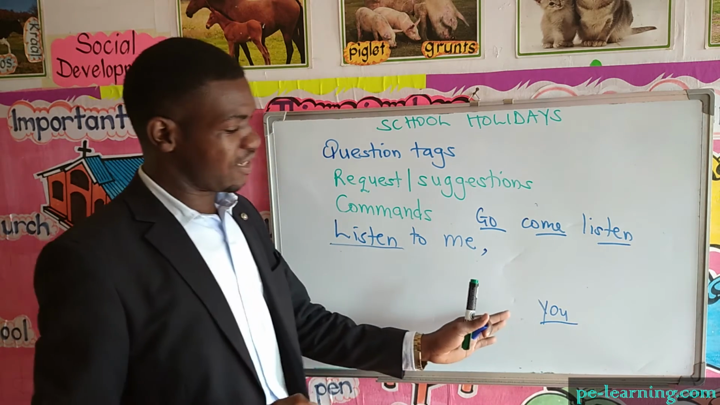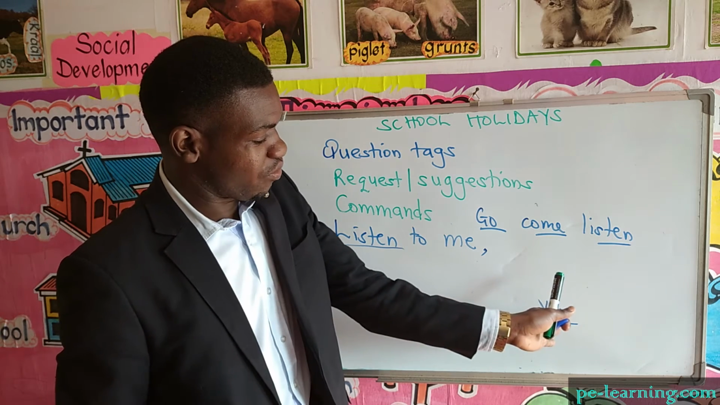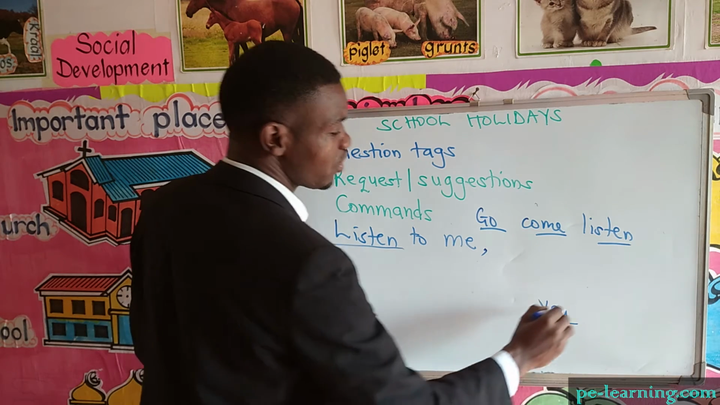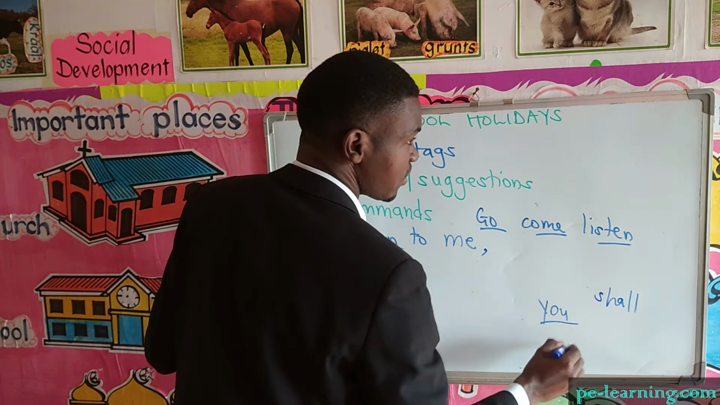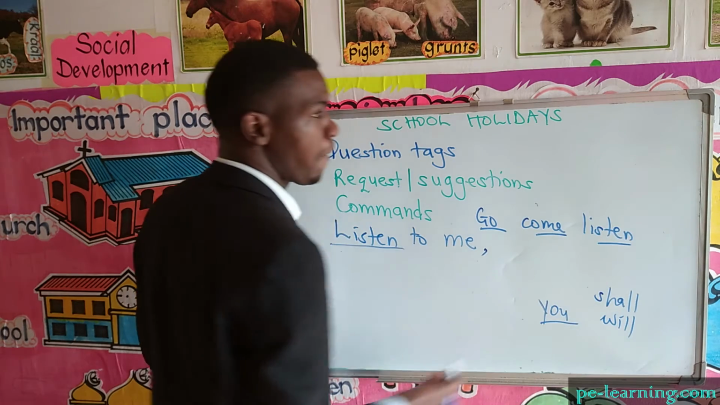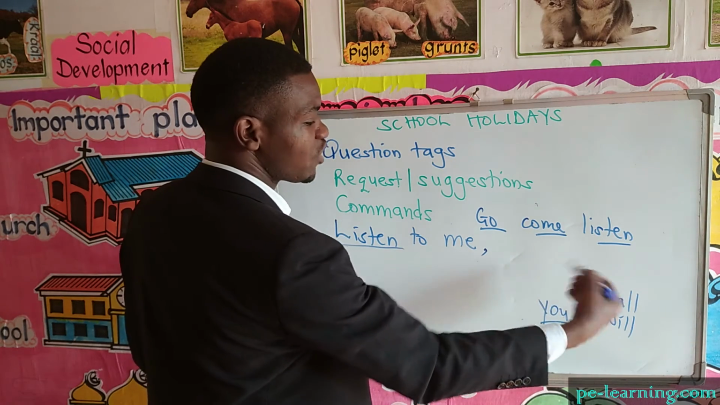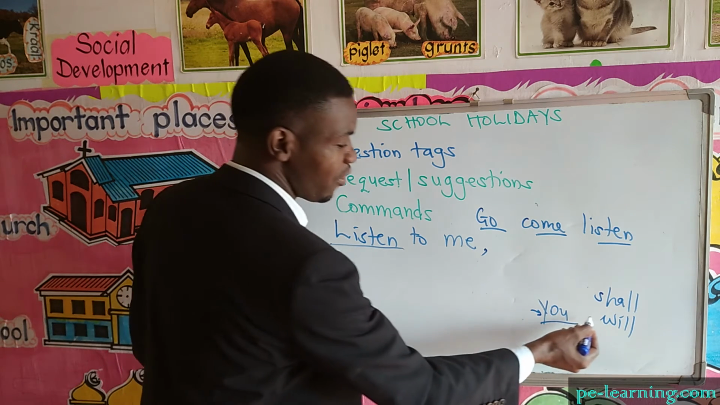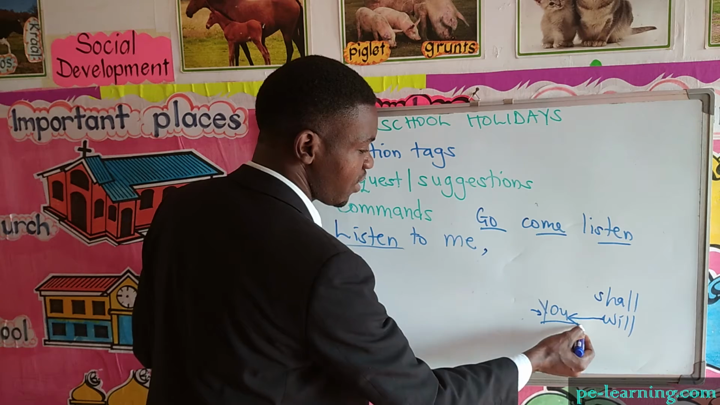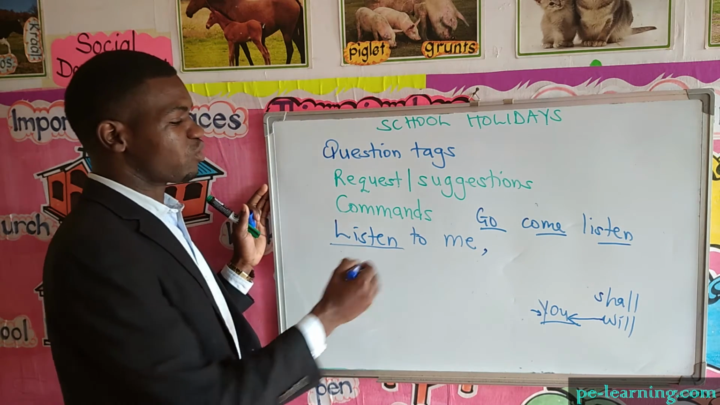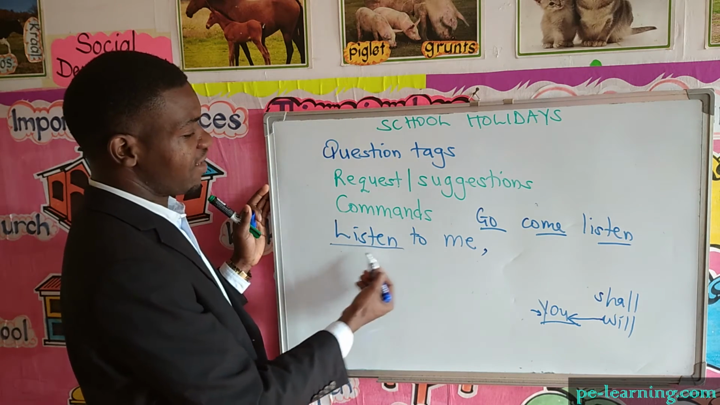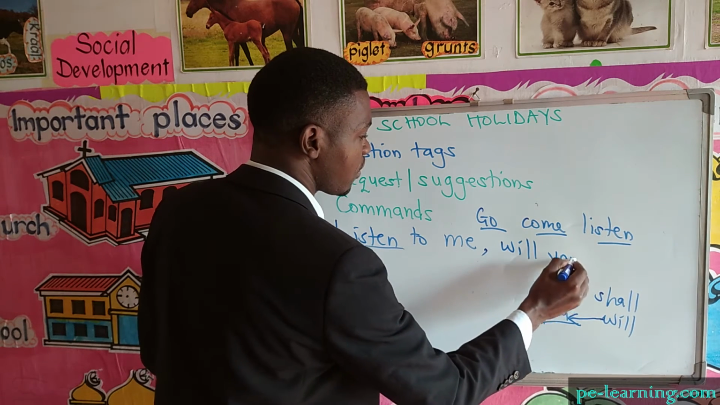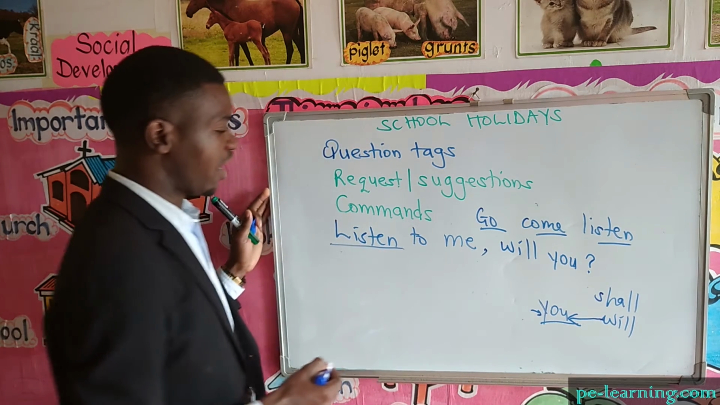So, being that we have you, now we have to look at the future. Which words do we use in the future? I earlier explained shall and will. Now you have to look for the word that uses the second person, which is you. And automatically, I know you still remember, this will be will. So the question tag to commands of this kind, listen to me, is will you? That is the question tag.